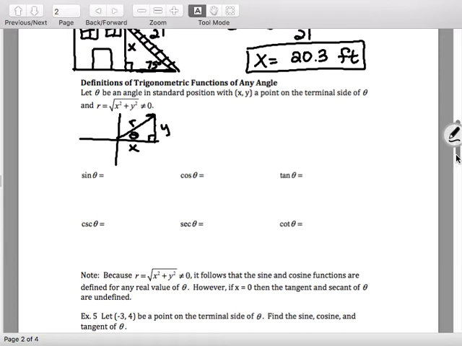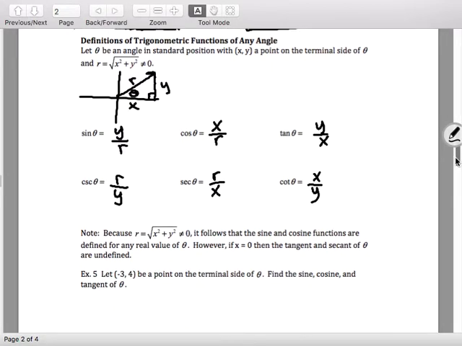So the sine of theta, if I use SOHCAHTOA, this is y over r. Cosecant theta then would be the reciprocal, r over y. Cosine theta, SOHCAHTOA, that's adjacent over the hypotenuse. Secant would be the reciprocal. Tangent theta is TOA, so it's y over x. And cotangent is the reciprocal, x over y. So if you like this method, we can use this in example 5.